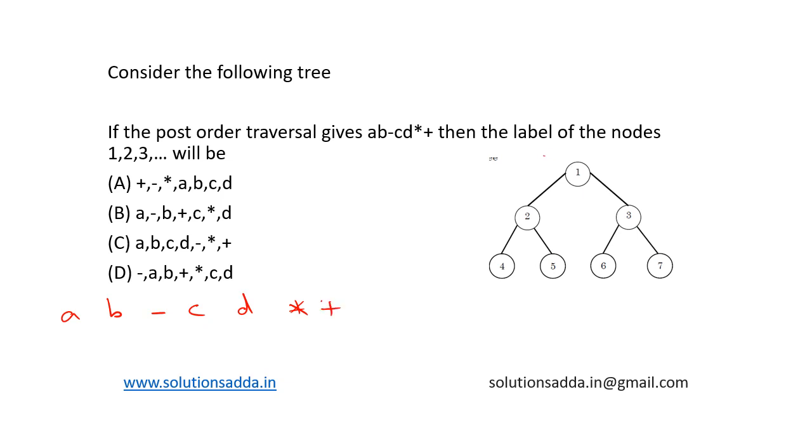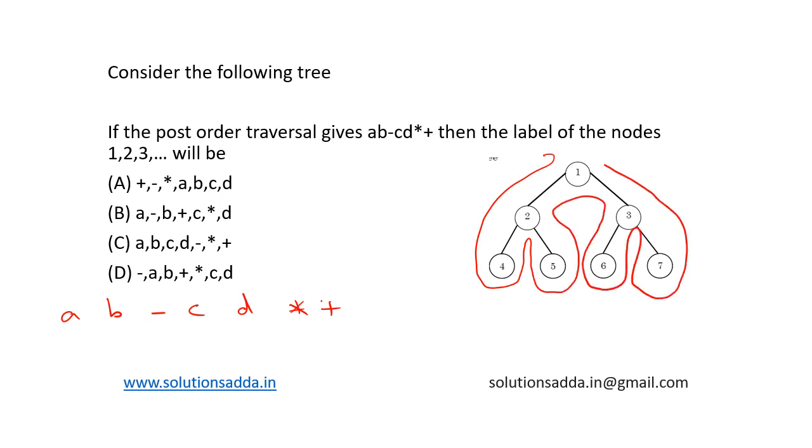And the post order traversal will be like this. 4 gets printed first, then we have 5, then we have 2, 6, 7, 3 and 1. This is the order. So we have 4, 5, 2, 6, 7, 3, 1. In this order, it gets printed. So 1 will obviously be plus because the root gets printed at last. So 1 is equal to plus.